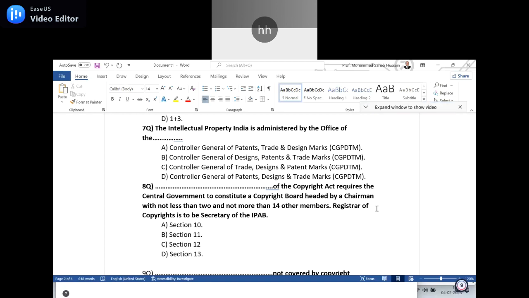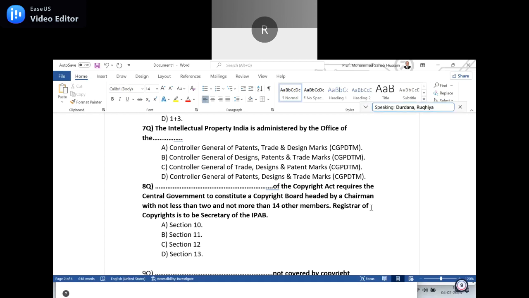Section 11 of the Copyright Act requires the central government to constitute a copyright board headed by the chairman with not less than 2 and not more than 14 other members, and the Registrar of Copyrights is to be the secretary of the IPAB. Supplementary question. What is IPAB? Intellectual Property Appellate Board.